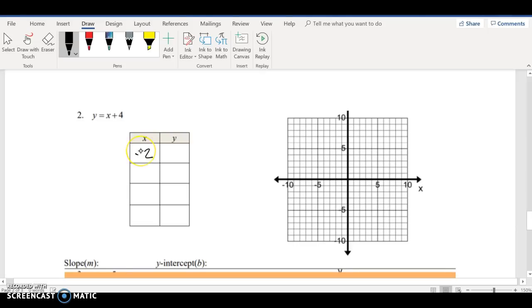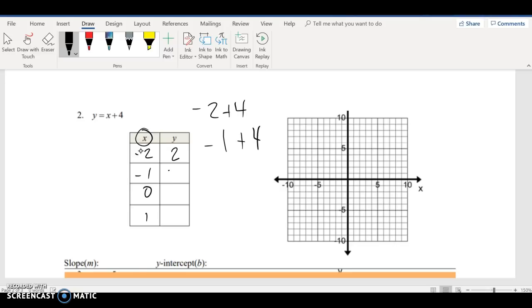All right, and then I will go ahead and fill out a few points. I'm going to use -2, -1, 0, and 1. So I'm plugging in for x. So -2 plus 4, well, that's 2. -1 plus 4, that's 3. 0 plus 4, that's 4. And 1 plus 4 gives me 5. Well, I know that this is going to be a positive slope because this could also be written as 1x.